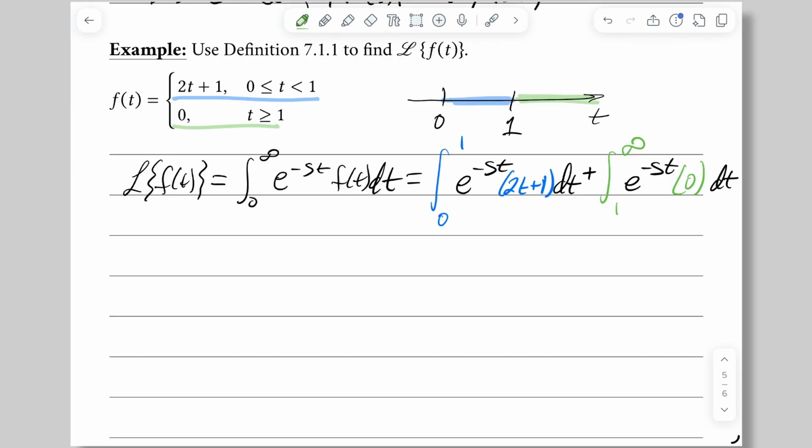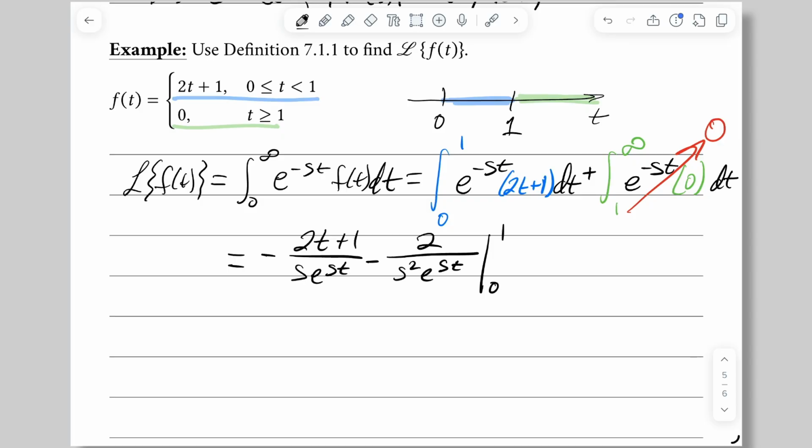Good news. Even though the integral from 1 to infinity represents an improper integral, it's a definite integral, and the definite integral of 0 is 0. Integration by parts is going to give us negative, the fraction 2t plus 1 over s e to the st, minus 2 over s squared e to the st, and that's evaluated from 0 to 1. I encourage you to confirm that using integration by parts.